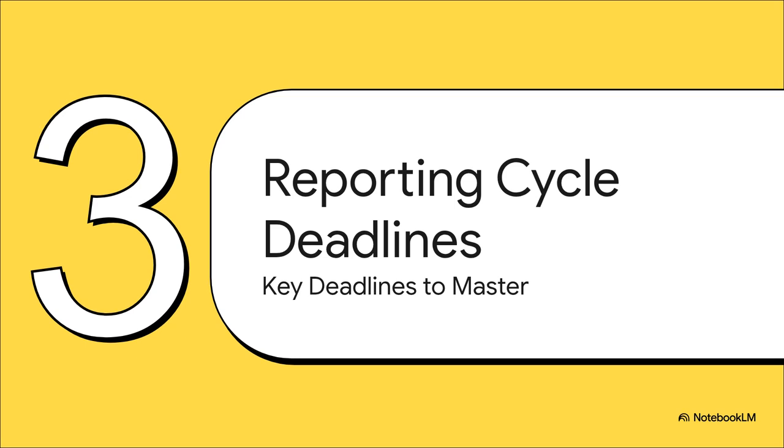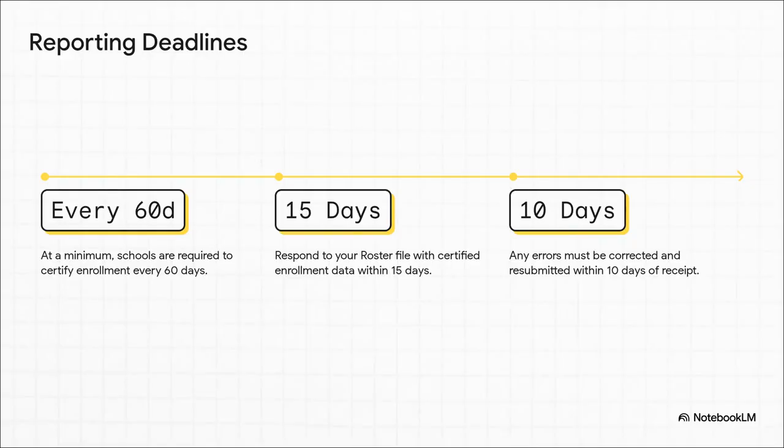NSLDS reporting runs like clockwork, on a really strict cycle. Getting this rhythm down is absolutely essential if you want to stay compliant. This timeline right here, this is the heartbeat of your reporting cycle. You've got to certify your entire student roster at least every 60 days, no exceptions. And when NSLDS sends you that roster file, a clock starts ticking. You have 15 days to respond. If they send anything back with errors, you get an even tighter 10-day window to fix it and resubmit. So just burn this into your brain: 60, 15, 10.